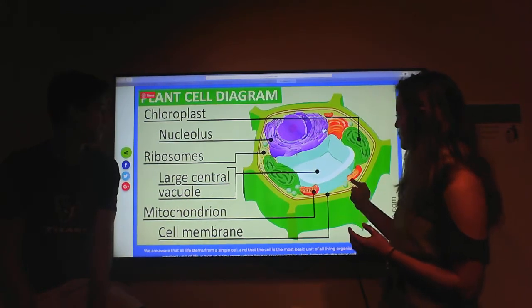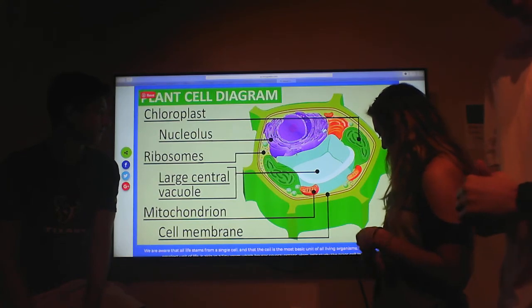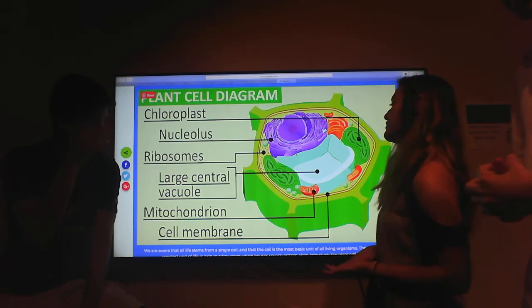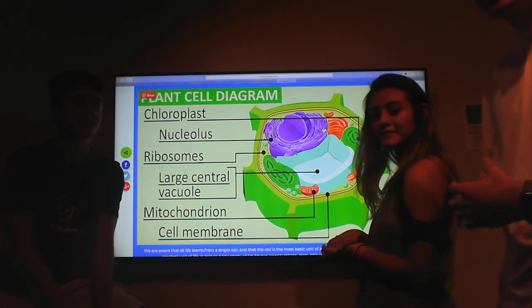Okay, so the vacuoles usually store either water, food, sugar, minerals, and waste products. Yep, pretty much sums it up.